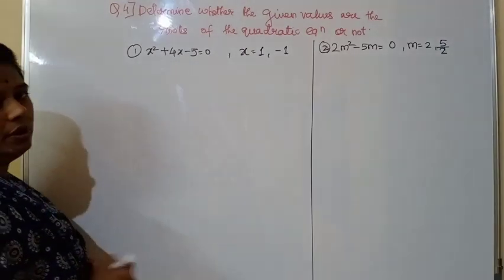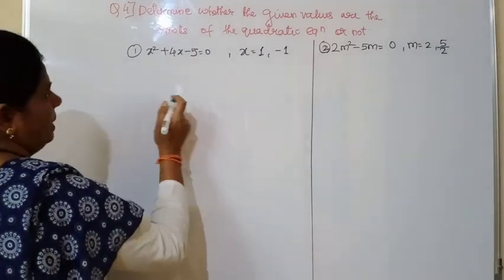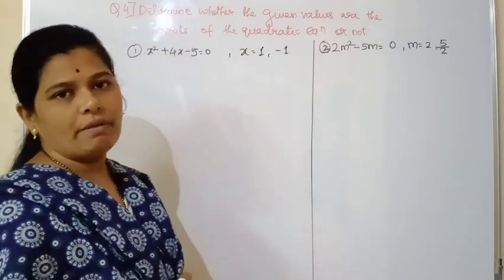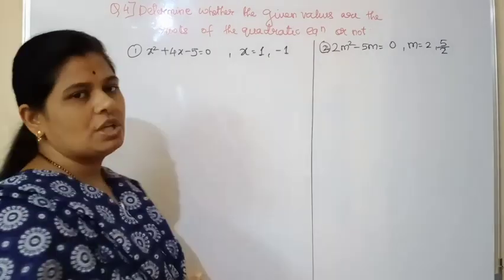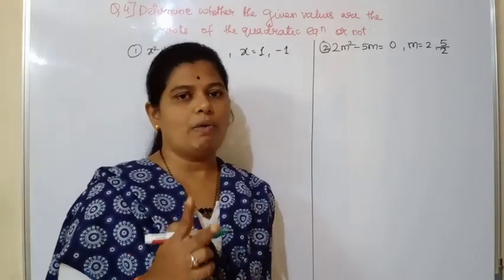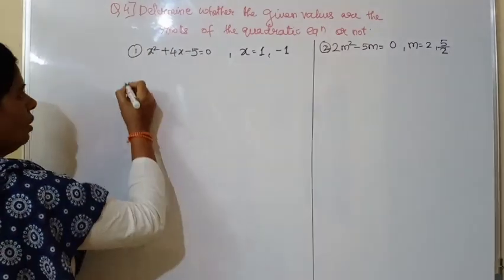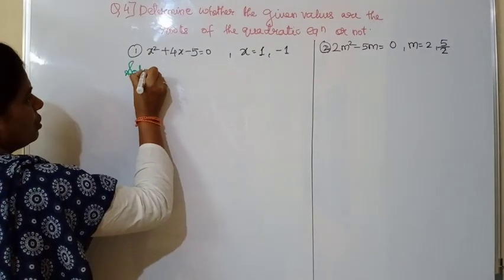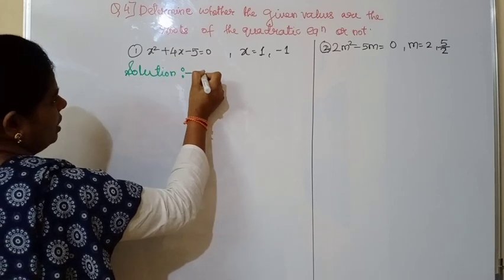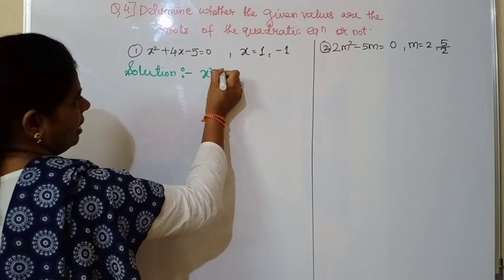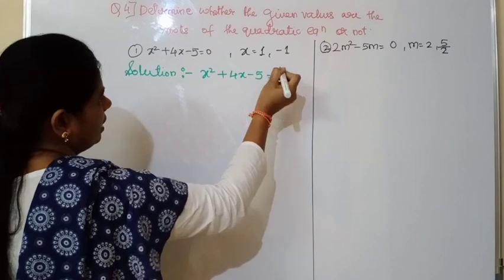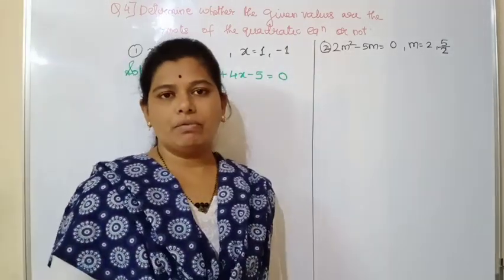The first equation given is x square plus 4x minus 5 equal to 0, and the values given are x equal to 1 and x equal to minus 1. Two values are given to us. Now we will write the solution. The given equation is x square plus 4x minus 5 equal to 0.